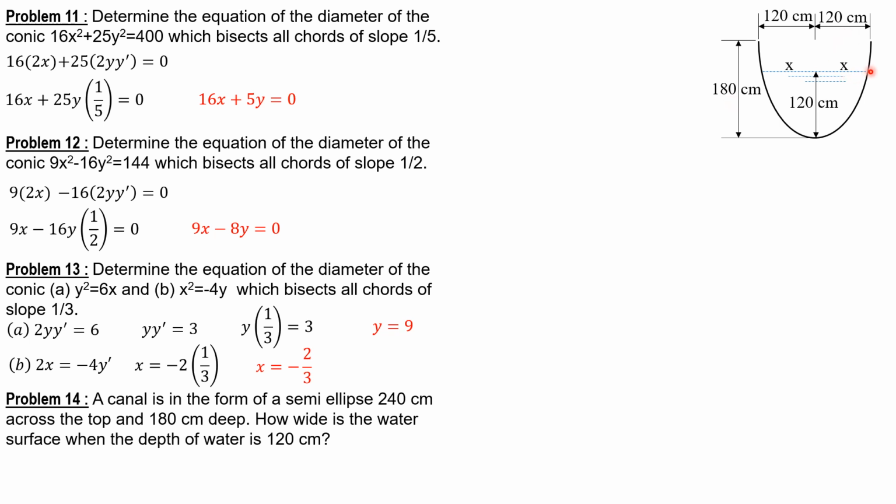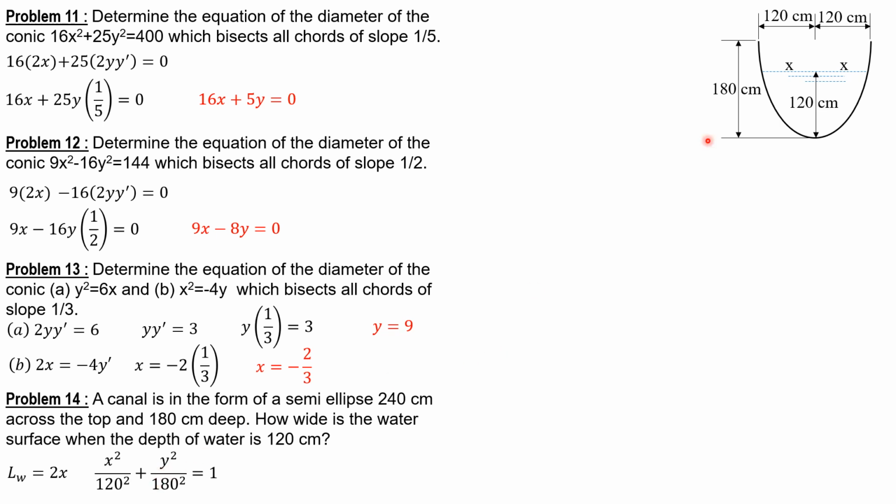The coordinates of this point would be x, comma, negative 60, because this is the origin at the center, and this is 60 cm. 180 minus 120, 60 cm below the origin. So y is negative 60. So this is at x comma negative 60. The expected equation is x squared over 120 squared plus y squared over 180 squared equals 1.